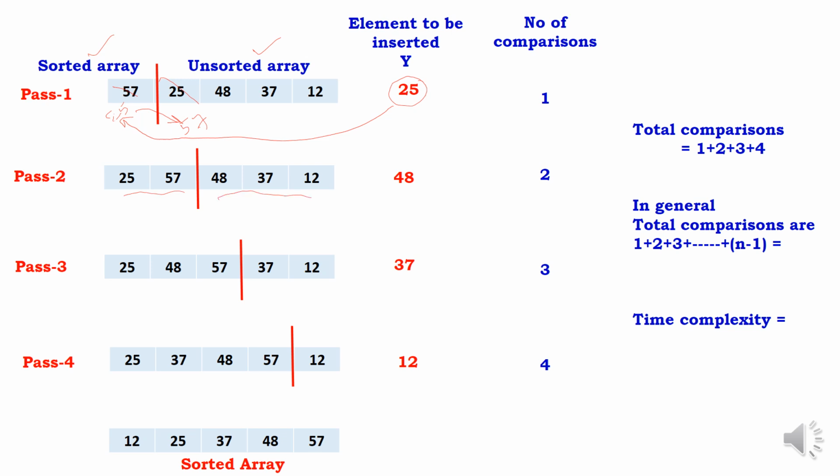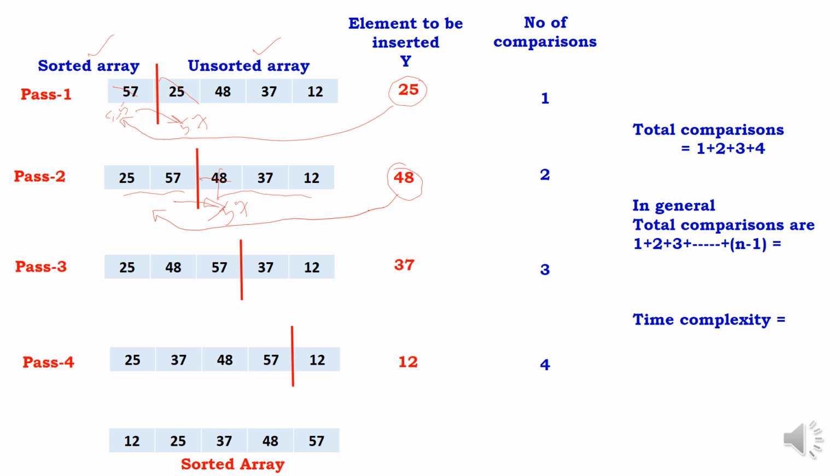In the next pass, the next element in the unsorted array is going to be inserted. That element is copied into y, and this is going to be inserted into the sorted array by comparing elements in the sorted array. Now 48 is going to be compared with 57, then 25. Is 48 less than 57? Yes. So it has to be placed before 57. So 57 is shifted to the next position.